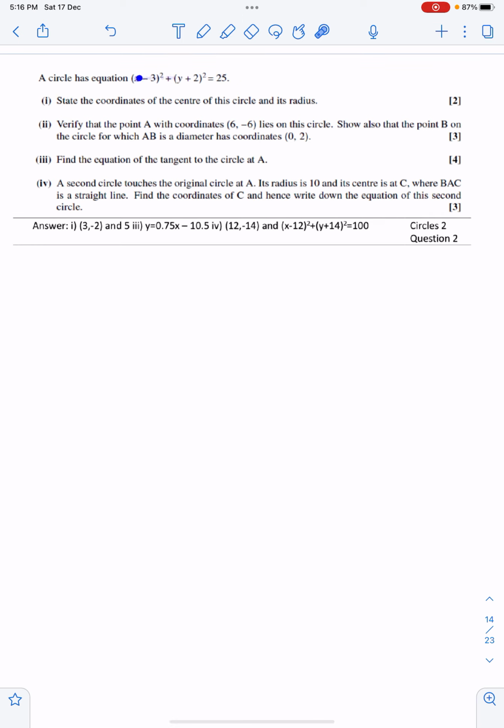Okay, a circle has this equation. State the coordinates of the center and the radius. The first part, the coordinate of the center would be 3 comma negative 2, and the radius is going to be square root of 25, which is 5. The second part, verify that point A with these coordinates lies on the circle. If you want to verify that the point lies on the circle, you just have to substitute the x coordinate in place of x and the y coordinate in place of y and solve this side, and if the answer is the same as the right side, which is 25, the point lies on the circle.